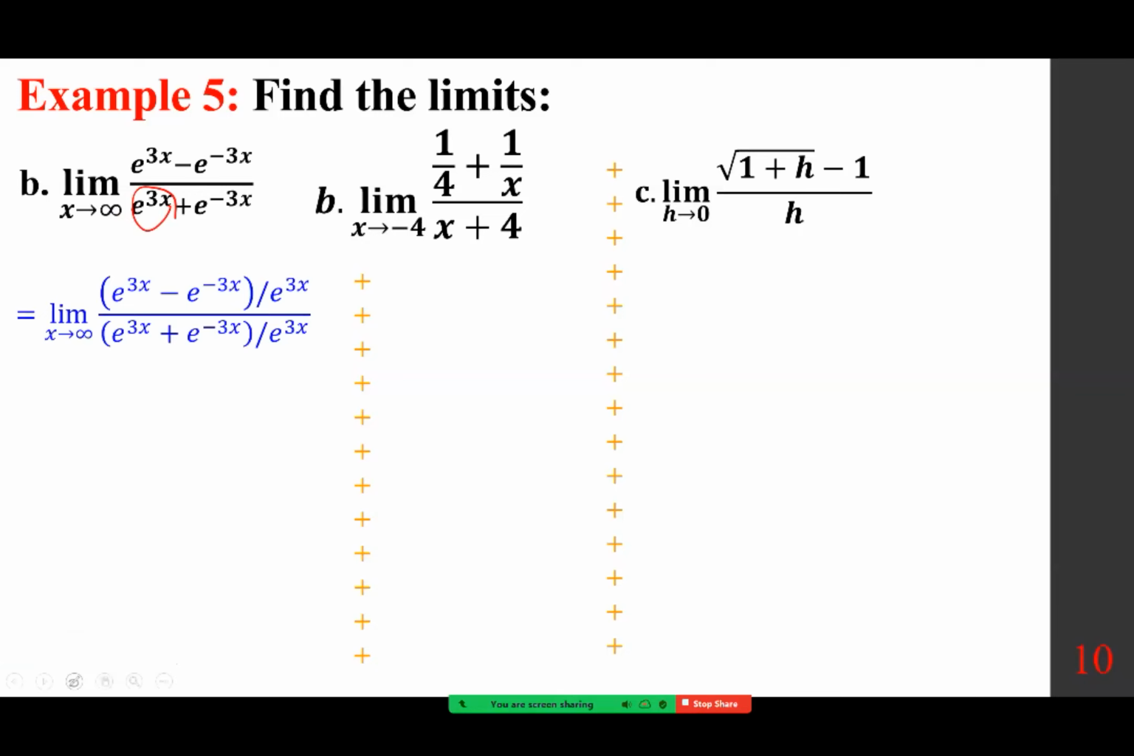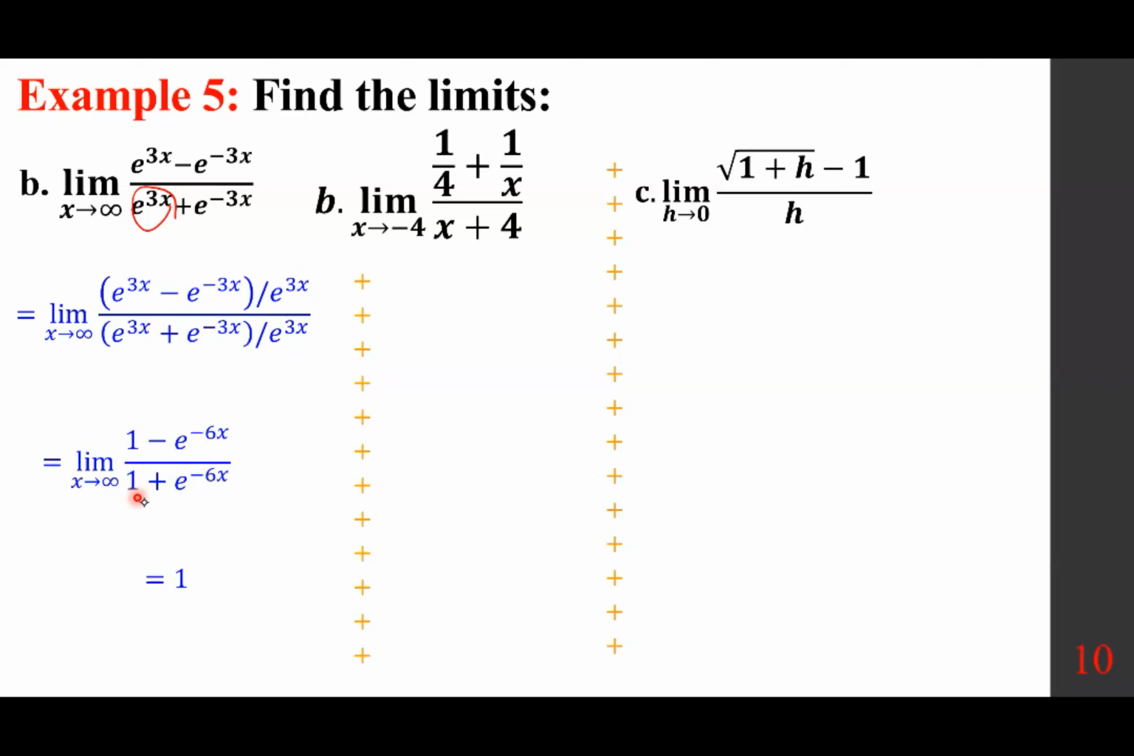So what happens? This one divided by this one is 1. This one divided by this one becomes e to the power minus 3 and minus 3 minus 6x. Now, since x is approaching infinity, this goes to 0, this goes to 0, and we have 1 over 1, simply 1. Of course, you can do it by L'Hopital's rule too, but either way is fine.